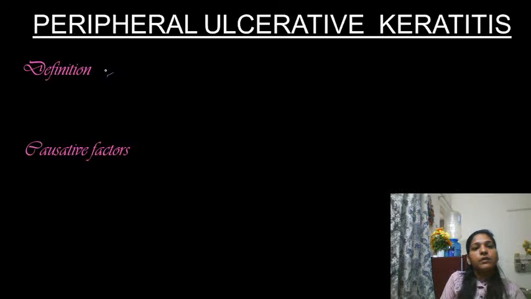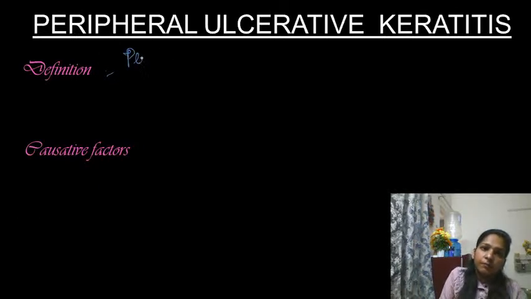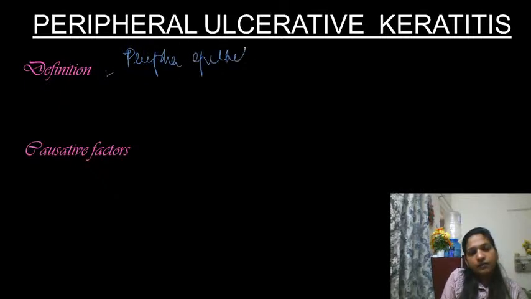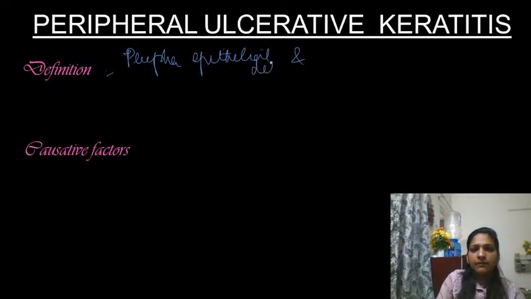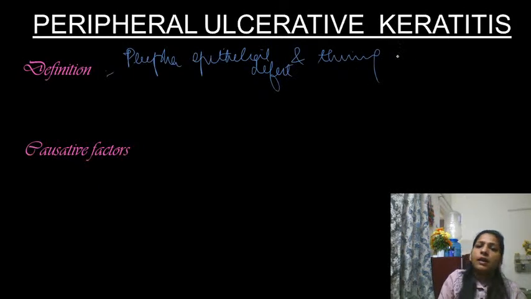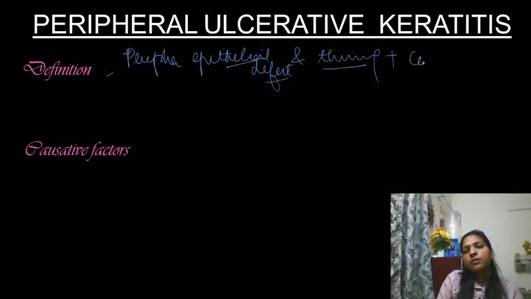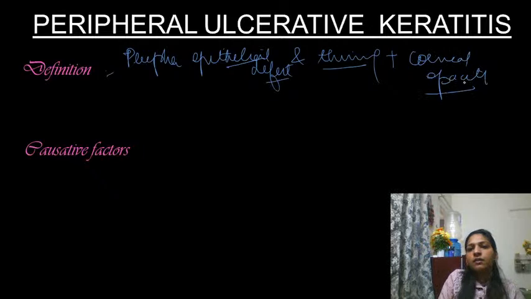So in this there will be peripheral epithelial defect and thinning. Epithelial defect will be there, thinning will be there, and corneal opacity will be present at the periphery of the conjunctiva. Okay, periphery.